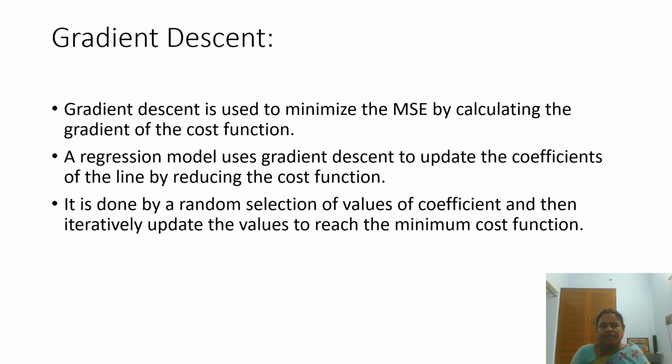So next we move on to gradient descent. Gradient descent is used to minimize the mean squared error by calculating the gradient of the cost function. A regression model uses gradient descent to update the coefficients of the line by reducing the cost function. It is done by a random selection of values of the coefficients and then iteratively updating the values to reach the minimum cost function.